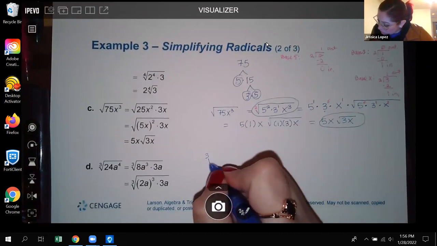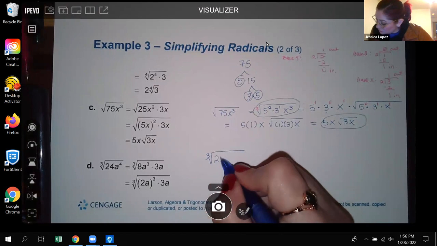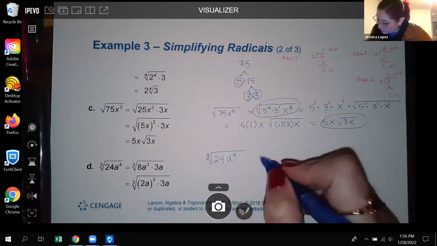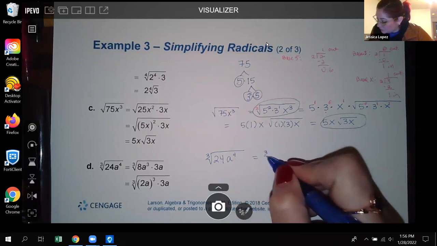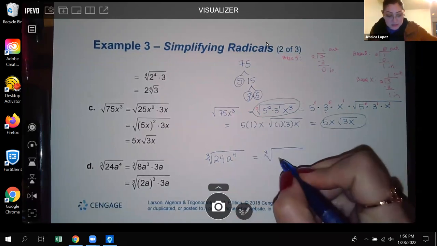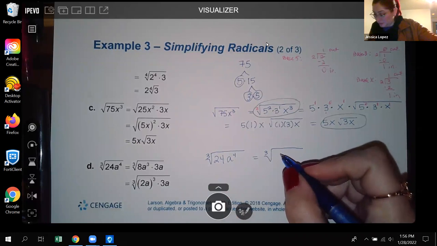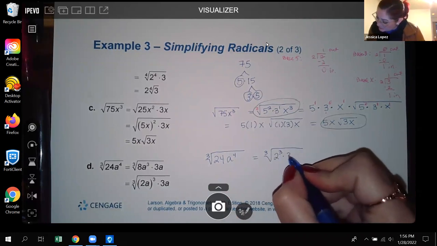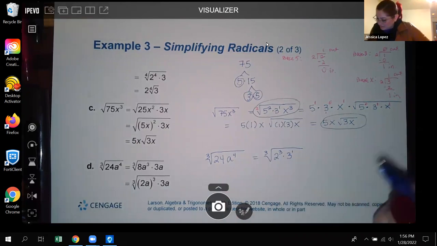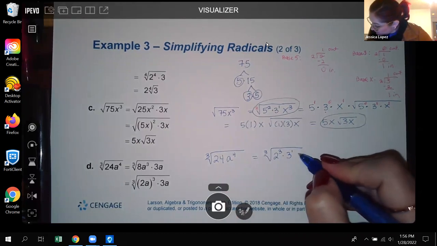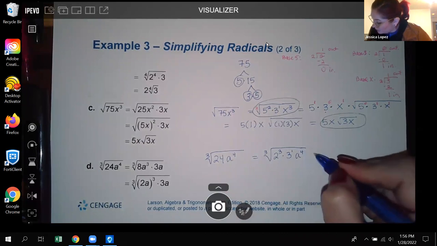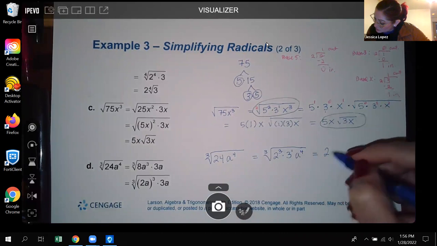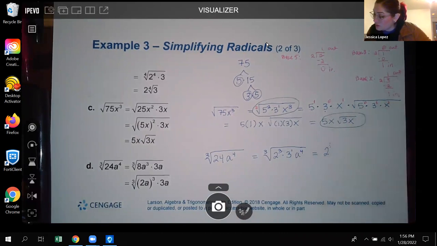So we've got the cube root of 2 to the 4th, a to the fourth. That 24, I already know how to do it, right? We know that 24 was, well, gosh, now I can't even remember. I think it was 2 to the 3rd times 3 to the 1. Yes. And then I have this a to the fourth power. Okay. So 3 goes into 3 one time. So it's an invisible 1 with none left over.